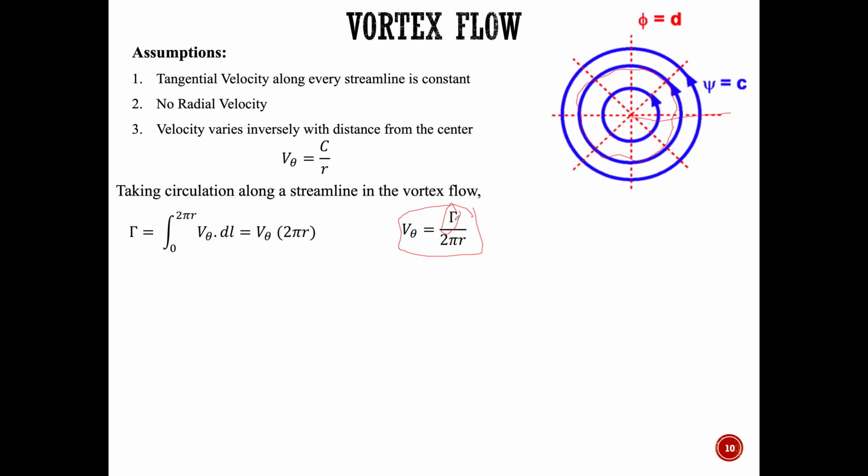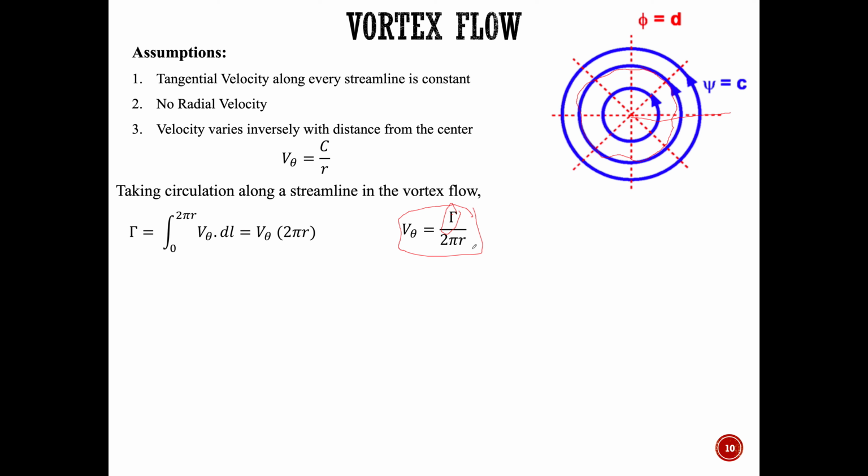So again, you are familiar with circulation. You calculated vorticity and circulation from experimental data for the wingtip vortex and the leading edge vortex, so you should be familiar with this concept by now. As you can see, it varies inversely with the radius.